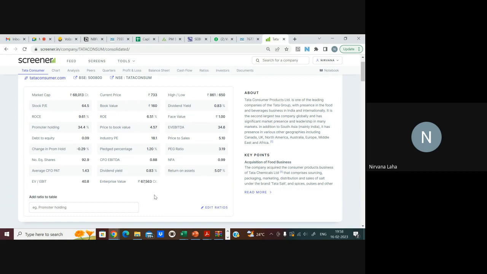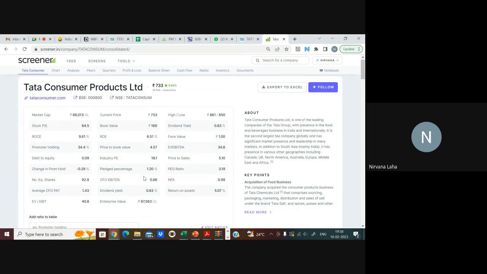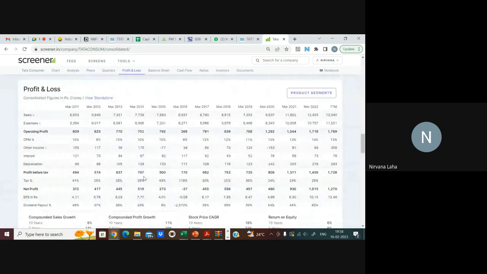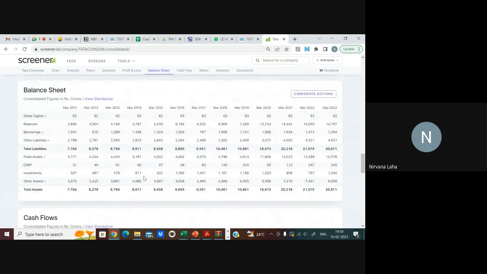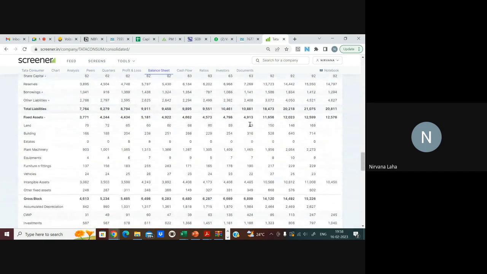So I have opened the page for Tata Consumer Products. This is an FMCG company. The company has grown mostly by acquiring other brands. So let's go to their balance sheet and look at fixed assets. Let's expand this. Total fixed assets are 12,600, or let's look at the gross block. The gross block is 15,000.